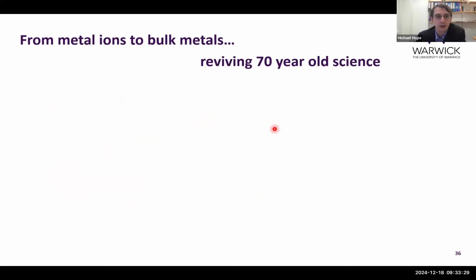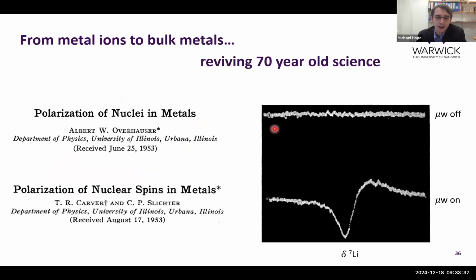Okay, so switching gears a little bit now, we're going to go from metal ions to bulk metals. And this is interesting because dynamic nuclear polarization was actually first proposed and demonstrated in metals. So proposed by Overhauser in 1953, and then demonstrated a few months later by Carver and Slichter. And this was done in lithium metal. So this is a figure from that paper by Carver and Slichter. And so this is the lithium NMR spectrum without DNP. And then with DNP, you can see that there's a big boost in the NMR signal.